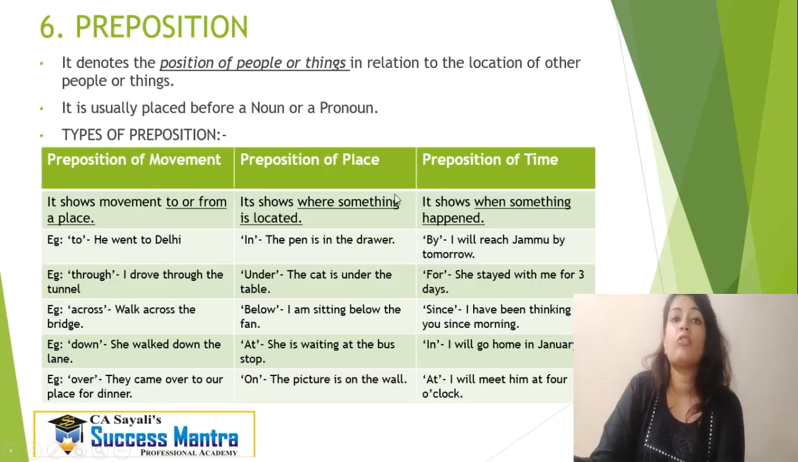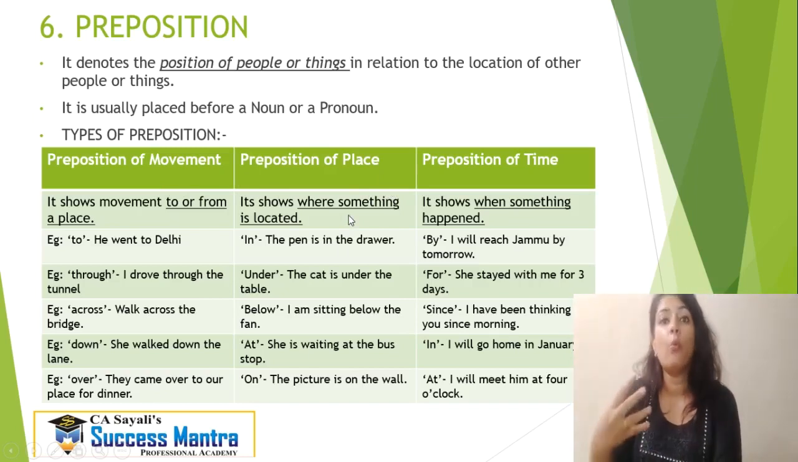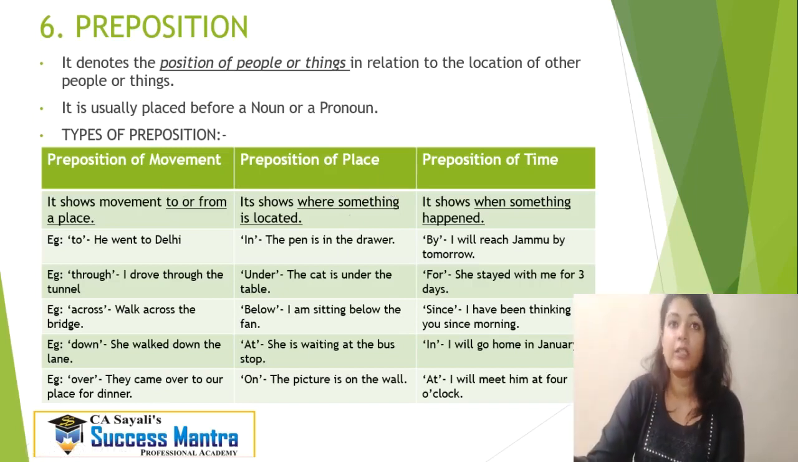So what does preposition of place show? It shows you where a particular thing is located. For example, if I am saying that the pen is in the drawer, तो जो हमारा preposition है in, it is showing you where that particular thing is located. Okay, जैसे कि मैंने कहा the cat is under the table, तो मेरा preposition under is showing you the position of the cat. Okay, I am sitting below the fan, तो मेरा जो preposition below है it is telling me my position in relation to the fan.